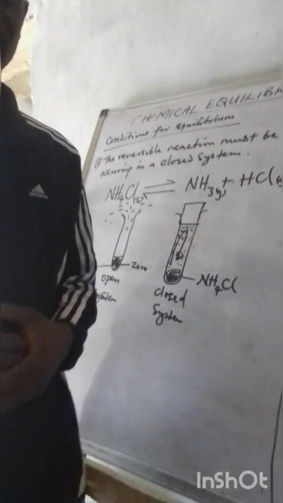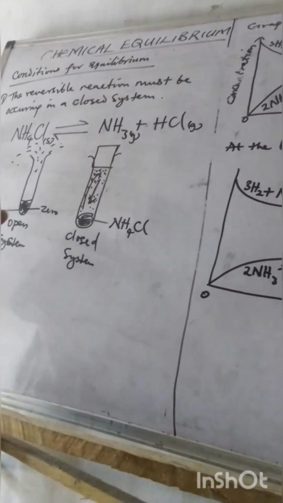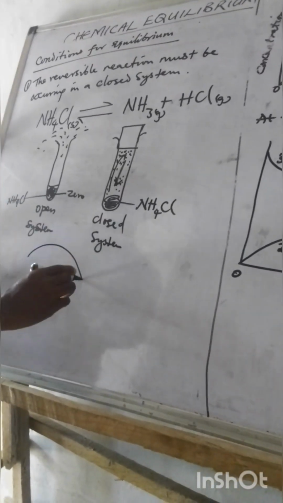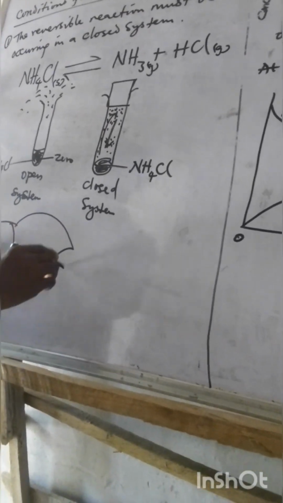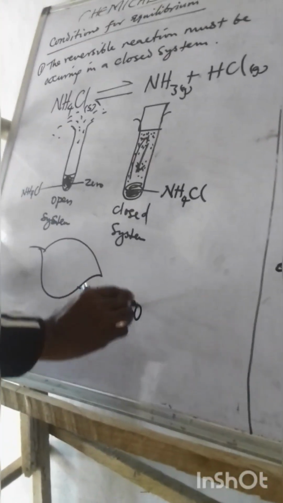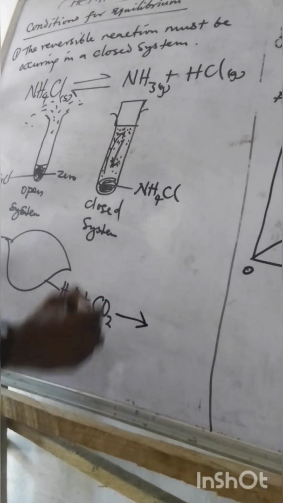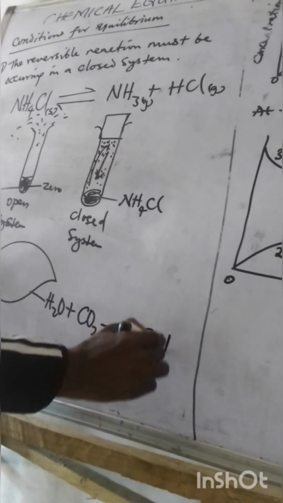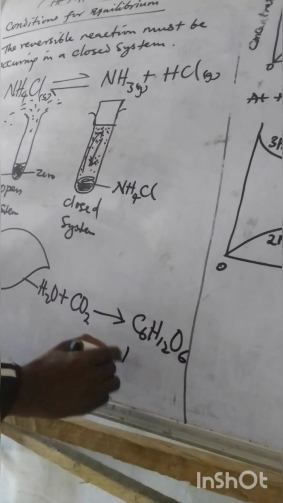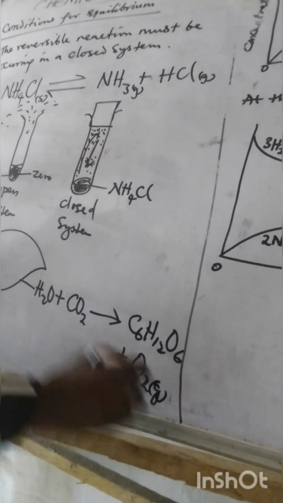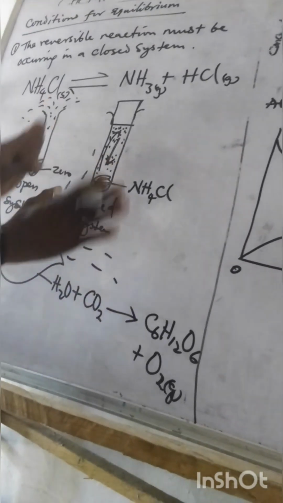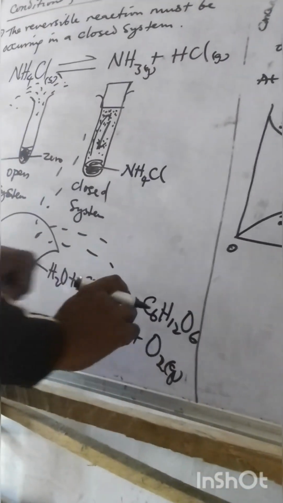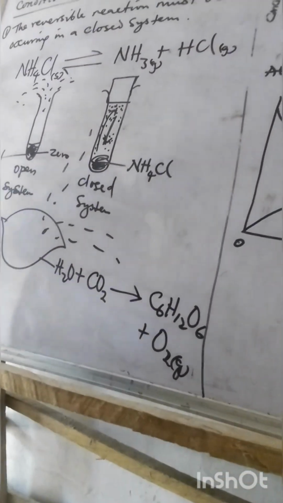Now let me ask, why is it that photosynthesis, which is a reversible reaction, does not reach equilibrium easily? This is a plant leaf where photosynthesis is likely to occur. So what is inside the plant leaf is water and carbon dioxide. So when they react, they give you glucose with oxygen, which is a gas. This gas will keep on escaping, so that there will be no oxygen gas to recombine with glucose to form back water and carbon dioxide.